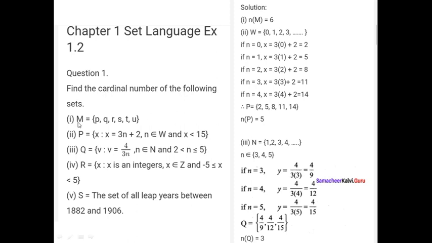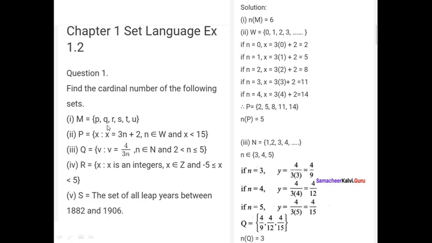Look at the first question, M equal to the set p, q, r, s, t, u. So how many elements are there in the set M? 1, 2, 3, 4, 5, 6. So n of M equal to 6. Here, the cardinal number is the number of elements, so n of M is 6.